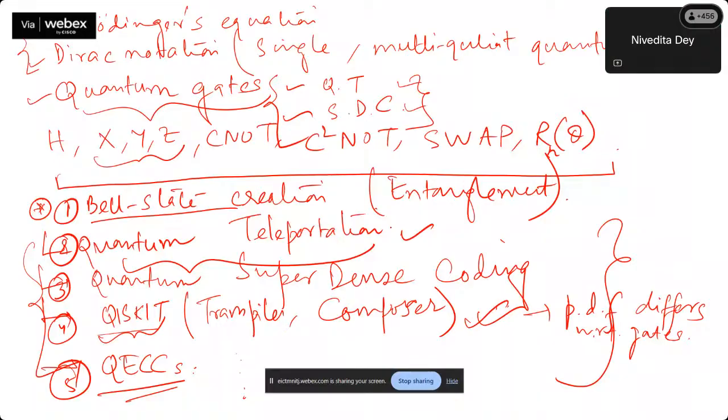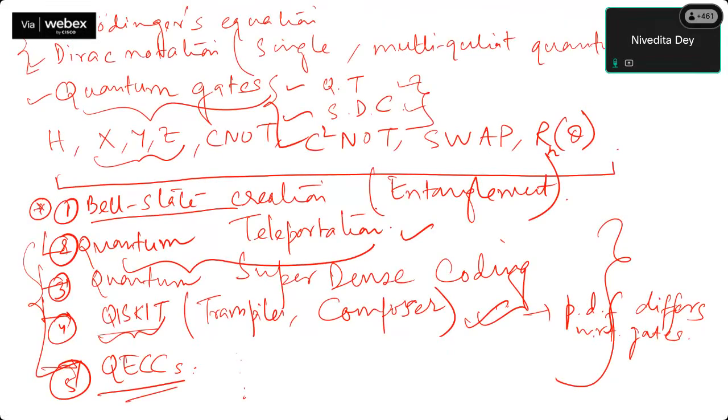Let me hide the screen. I hope my screen is visible and I'm completely audible. Otherwise, please interrupt in between so that nothing is left out. Now we will start with the first thing, the Bell state creation.